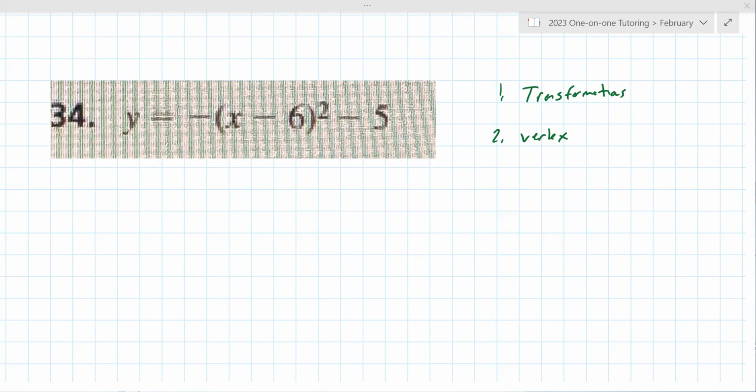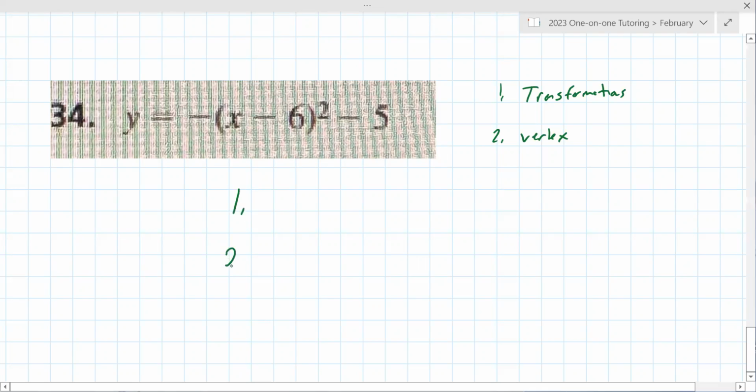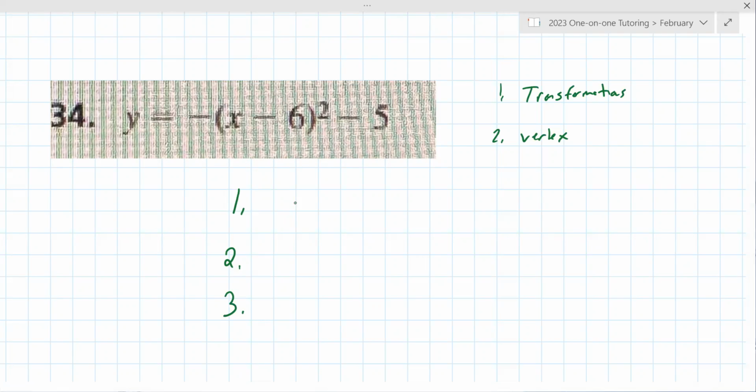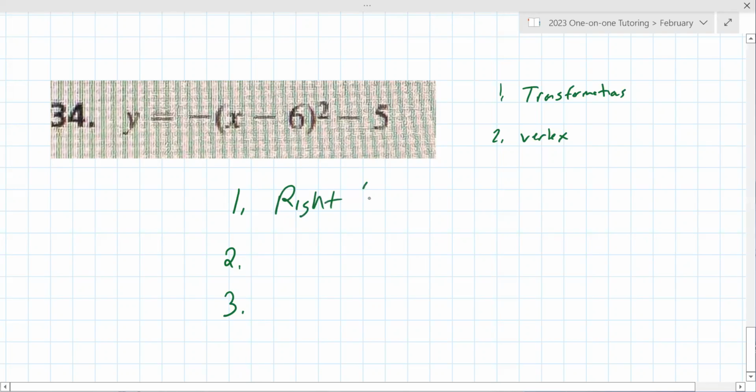So then vertex equals 6, -5, and then line of symmetry equals -5. So let me know when you're ready. Do you feel like you've got all the transformations? There are 3 this time. Oh wait, there's only 3? I thought there was 4. Oh, because there's no stretch, because it's a factor of 1. So then it would be to the right 6. Okay, good.